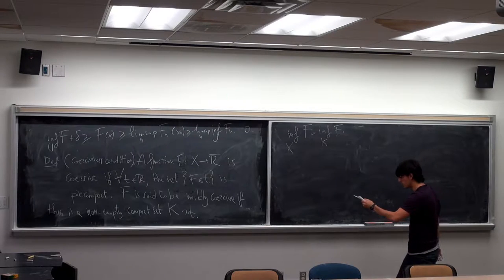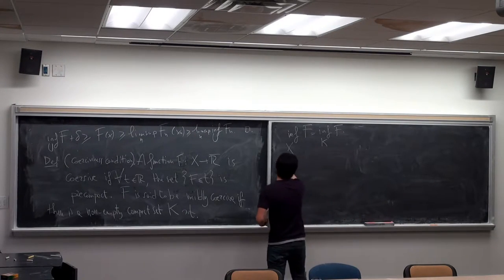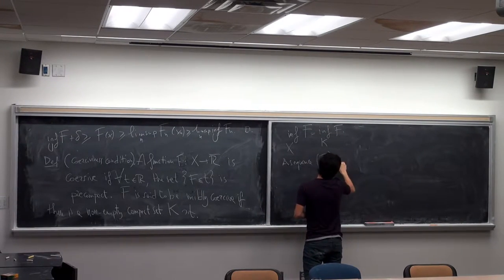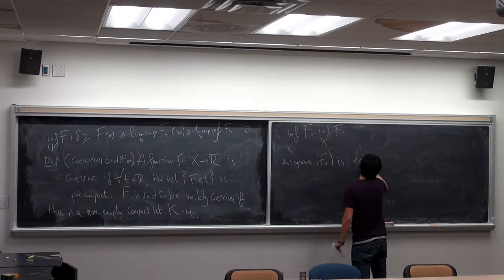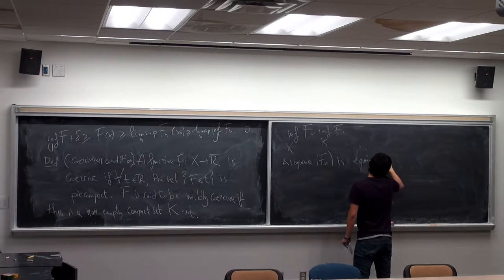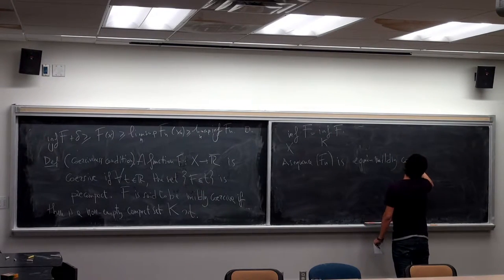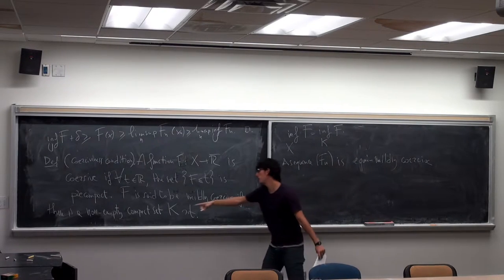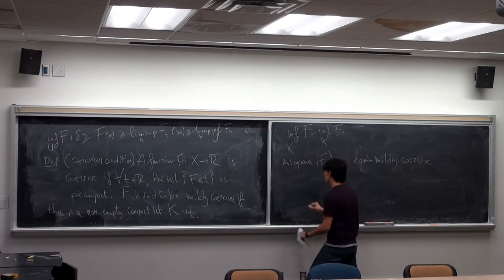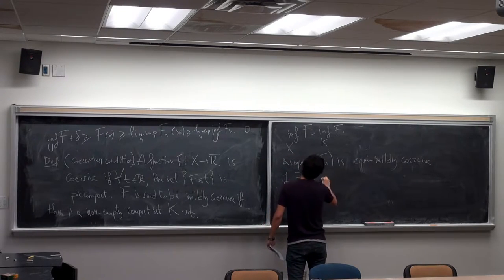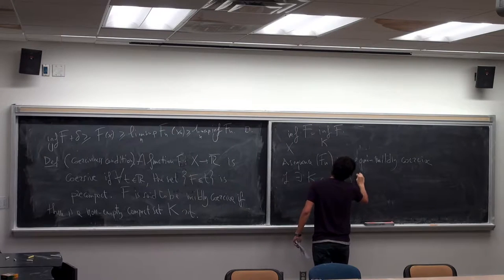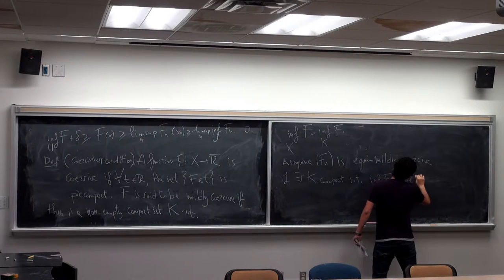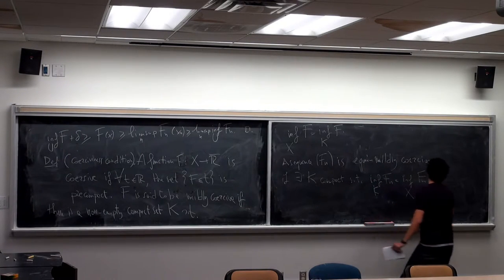And one more definition. A sequence fn is equi-mildly coercive if you can pick the set that doesn't depend on n. So if there exists K compact such that the infimum over K of fn is equal to the infimum of fn over X.